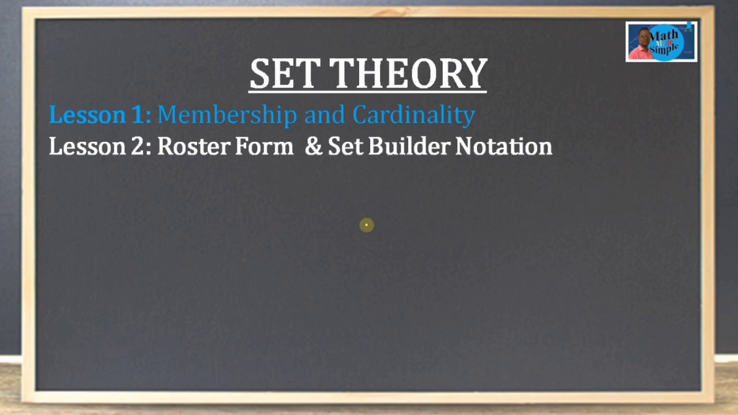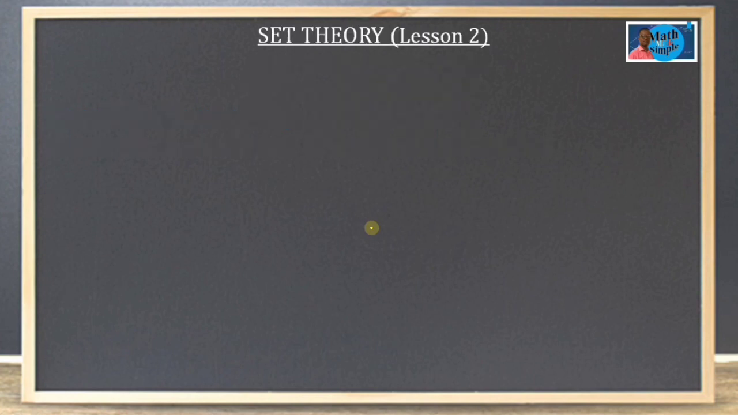Okay, today we will continue with our lesson on set theory. In lesson 1, we talked about membership and cardinality. Today is lesson 2. We will talk about the roster form and the set builder notation. Okay, so let us start.